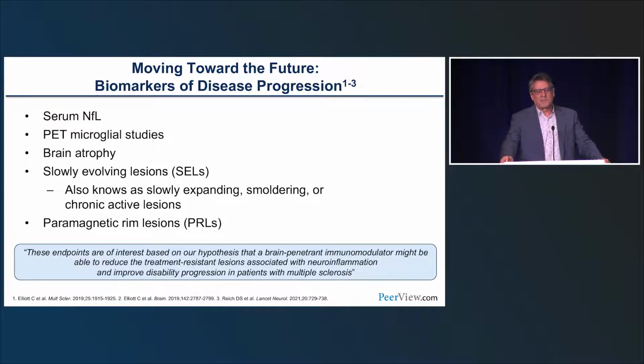So I think more work needs to be done on that. PET microglial studies. PET is mostly, in my experience, been used either in the cancer world or in the Parkinson's world for research, but there has been a lot of interest in trying to have a biomarker of microglia in the brain. And so PET uses these ligands that will attach to microglia, and we can see how many microglia are in the brain at any particular time.